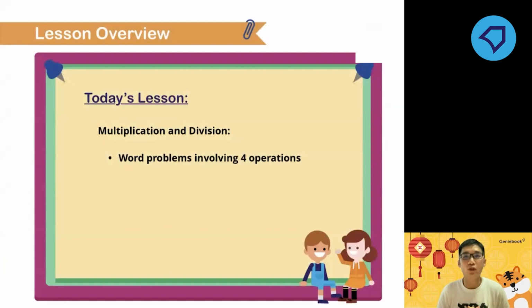So let's take a look at what we're going to cover today. If you remember, in the last lesson, we did some word problems involving multiplication and or division with or without remainder. We didn't touch on addition or subtraction in the word problems, but for today, our word problems will involve all the four operations, meaning addition, subtraction, multiplication, as well as division. For those who are asking, what's four operations? Plus, minus, multiply, divide. It can be in any of these combinations in the word problems that you're going to see later.